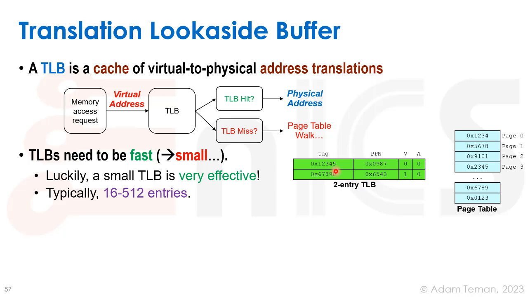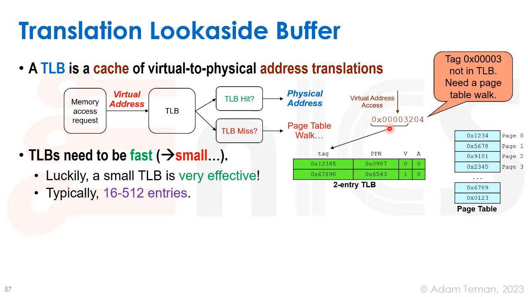Here we have a really small 2-entry TLB, and we have 2 tags stored inside our TLB with their translations to physical page numbers. And we see that one of them is valid, one of them is not valid, and neither of them have recently been accessed. So we come in with a virtual address access, which is going to this 0003204 address. And what we're going to do is take the page number out of that. This is the virtual page number, and that's going to be our tag, to be compared against our tags. And we see that 00003 does not appear inside our TLB, and therefore we have a TLB miss. We need to do a page table walk. So we're going to find page number 3, see what that is, and load its translation into the TLB.